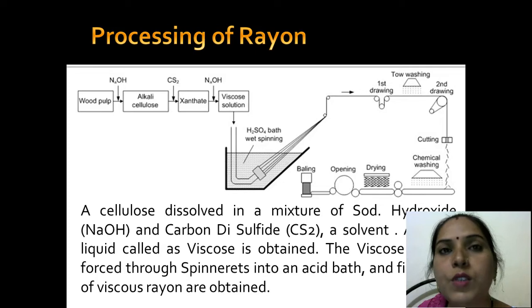Now the viscose is forced to pass through tiny pores of a metallic cylinder, which has many small tiny pores on it, into a solution of sulfuric acid, and then a silk-like thread is formed.